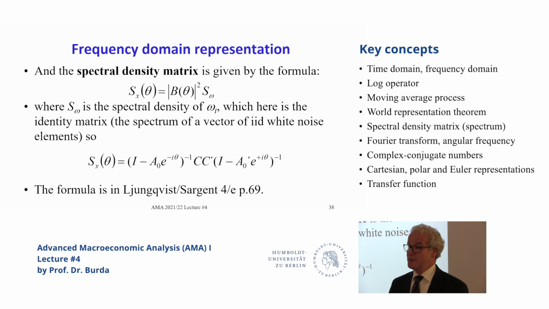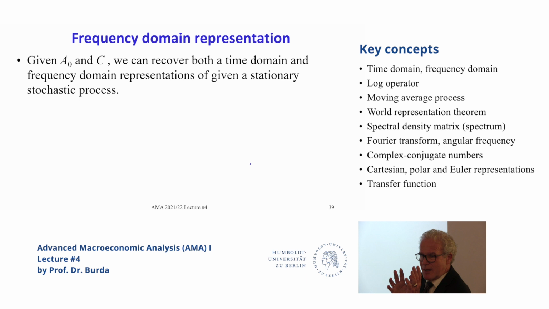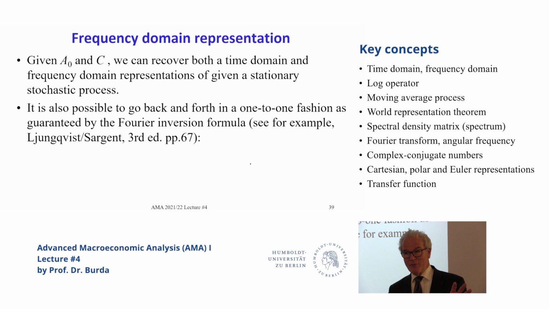Okay? So let's take a couple of deep breaths and just ask what we have done so far. We've actually said, I give you a time representation, I can deliver, using this mathematical property, a frequency domain representation. So every covariance stationary time series process has a frequency domain representation. It has a spectrum that's unique, and we can look at it and calculate it. It's also possible to go in the reverse direction, which is a real fun fact.